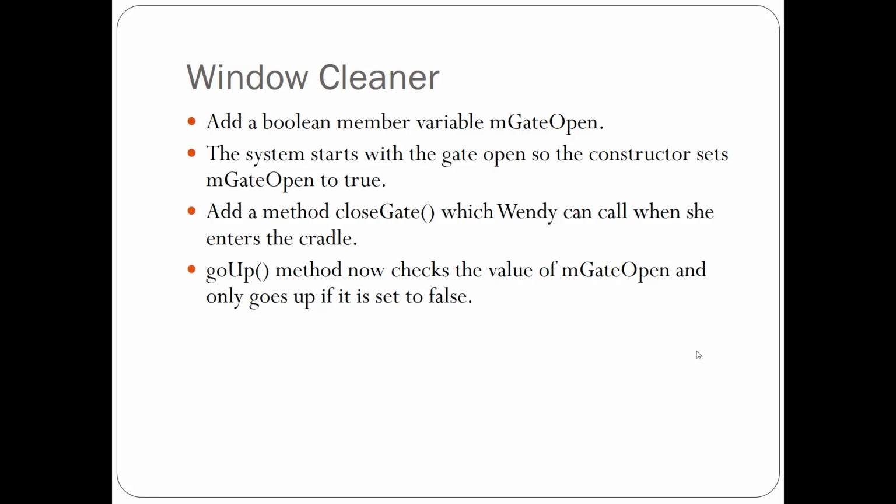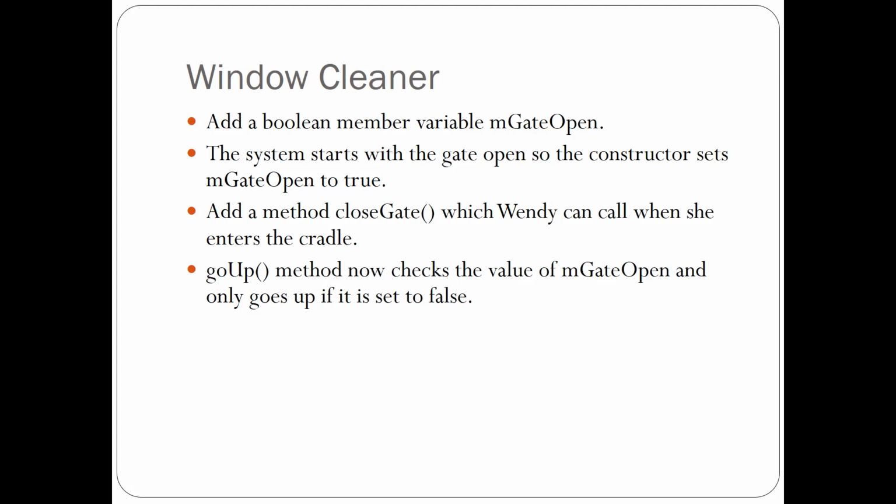So let's have a look at how we can actually install our gate mechanism now into our window cleaner class. First thing we're going to have to do is add a boolean mgate open, and we're going to start the system with the gate open. So like in the previous example, we're going to put mgate open into our constructor and set it to true, and in our close gate method we're going to call that when Wendy actually enters the cradle. So she enters the cradle with an open gate, and then we'll call close gate in order to shut the gate behind her.